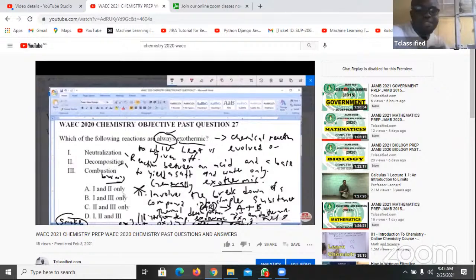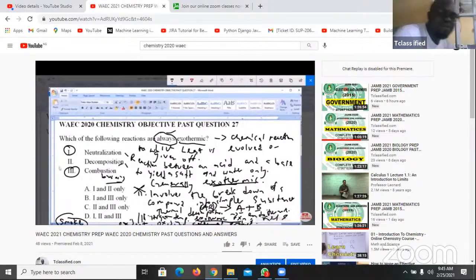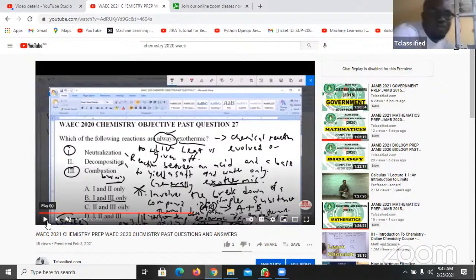But if it takes energy from the environment, then if the reaction is taking place and you take your hand closer to the container, it will be cold. You understand? That's endothermic. Endothermic is the opposite of exothermic. So they're asking which of the following reactions are always, which of them normally give out heat.